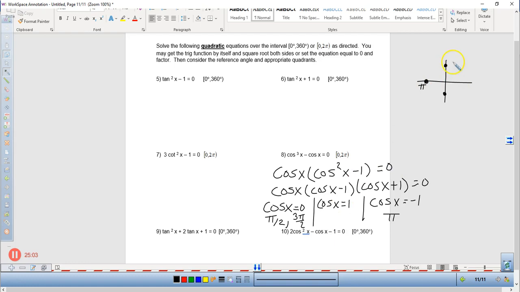So there's pi over 2. Here's 3 pi over 2. And when you talk about where cosine is 1, well, that's right here.